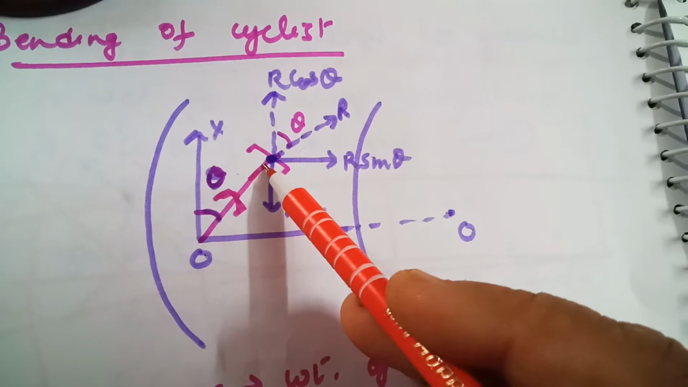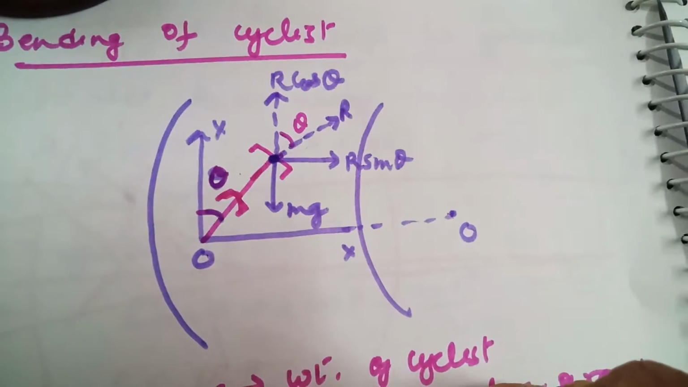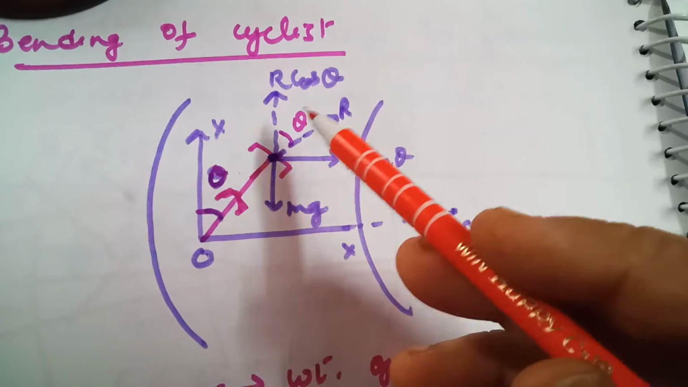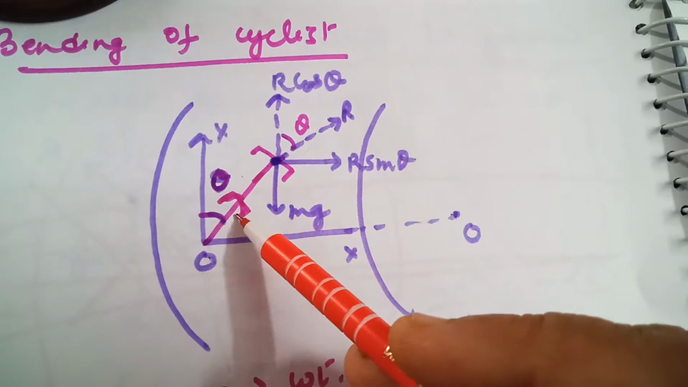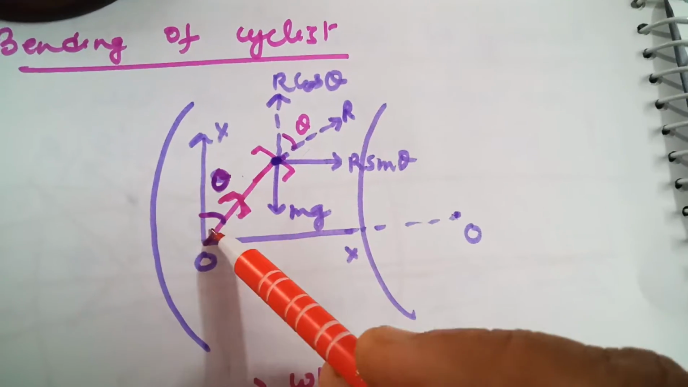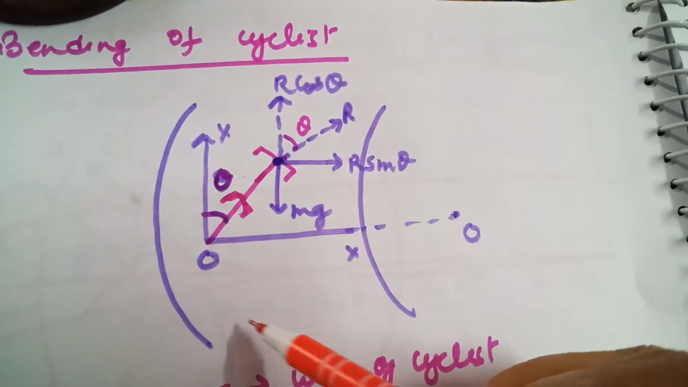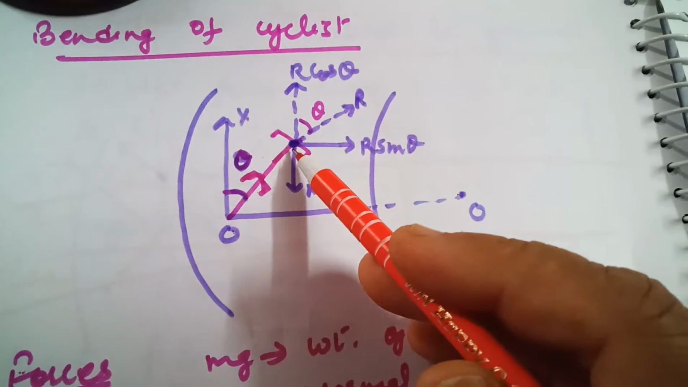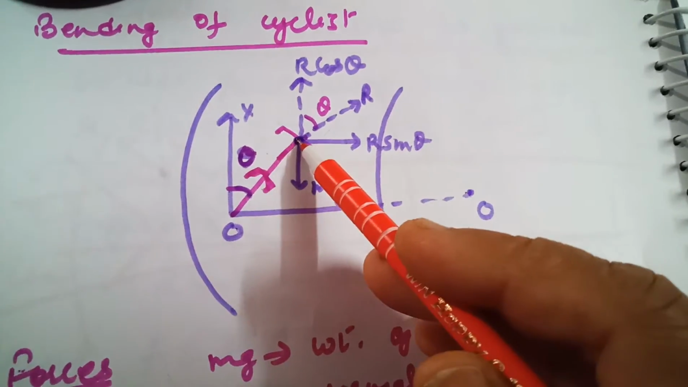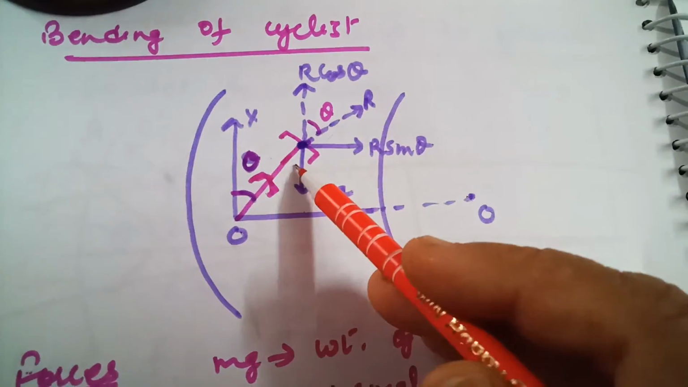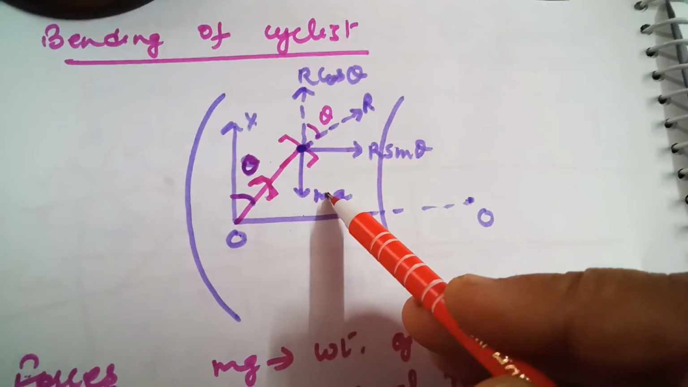When the cyclist takes a sharp turn on the circular path, it will bend at some angle with the vertical direction. So that angle from the vertical direction I have taken as theta. Now in this condition we are going to resolve the forces. The weight of the cycle plus cyclist acts vertically downward, mg.